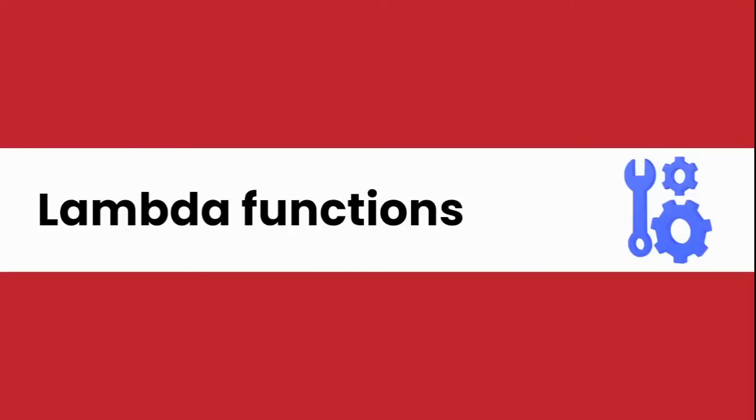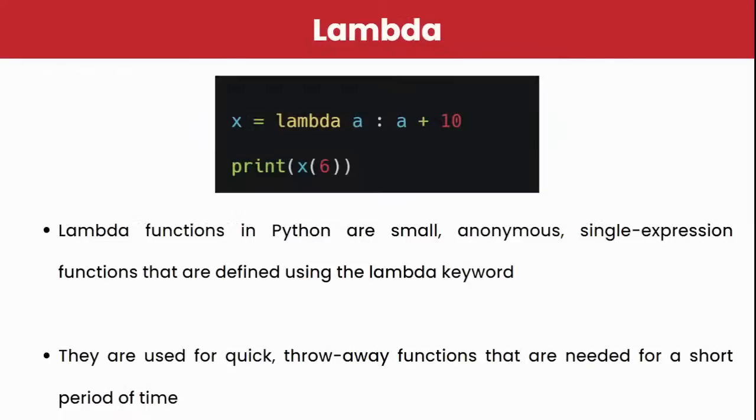Lambda functions. So lambda functions are like your function, but these are small and anonymous single expressions that are defined using the lambda keyword. They are used for quick throwaway functions that are needed for a short period of time. Usually in our data set, if you want to perform some task for a single column, we will be calling lambda. We can do it simply.